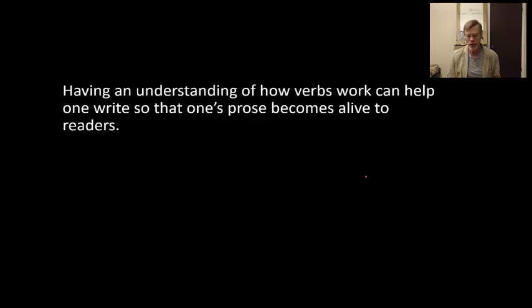Next sentence: "Having an understanding of how verbs work can help one write so that one's prose becomes alive to readers." We've got two nominalizations here, "having an understanding." And notice that our subject is "having an understanding of how verbs work," and our main verb is "help." Now, again, what we want to do is take our nominalization or nominalizations and turn them back into verbs.